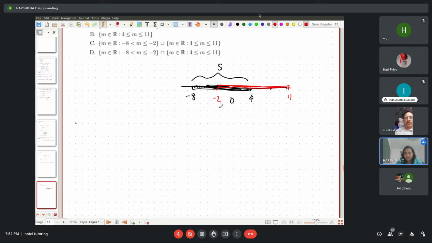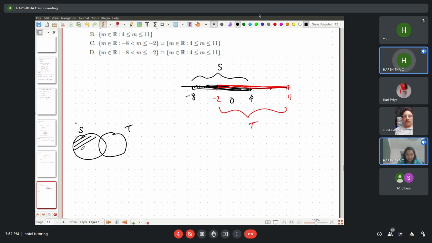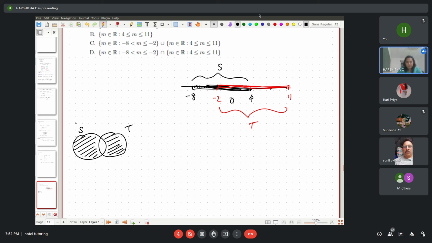This and this. So what do we mean by symmetric difference? You have two sets. Pictorially, the symmetric difference is this area and this area, the union of these two areas.